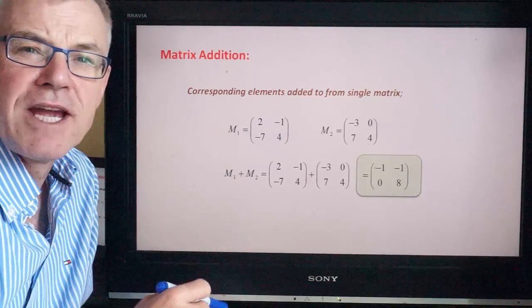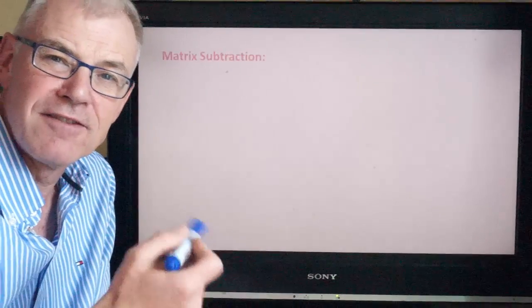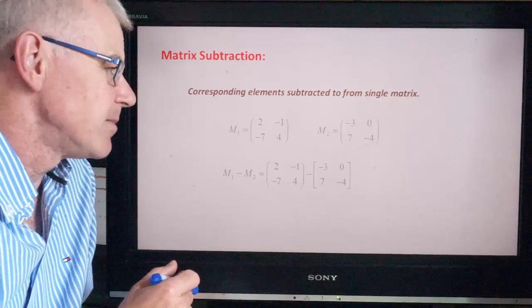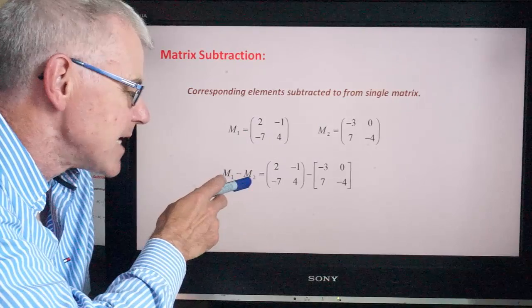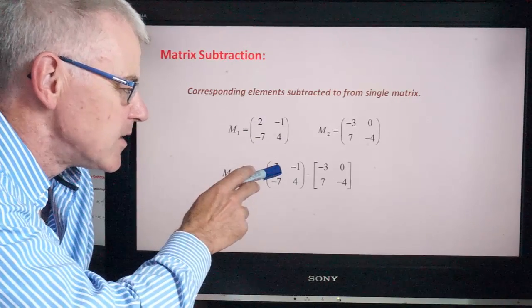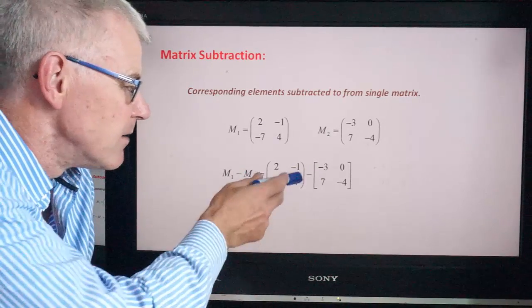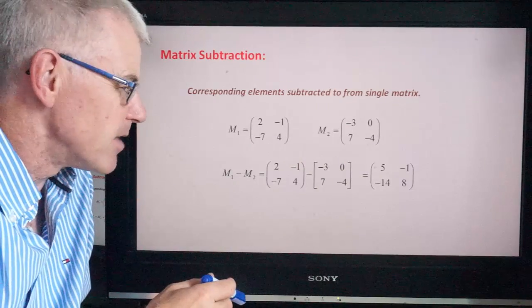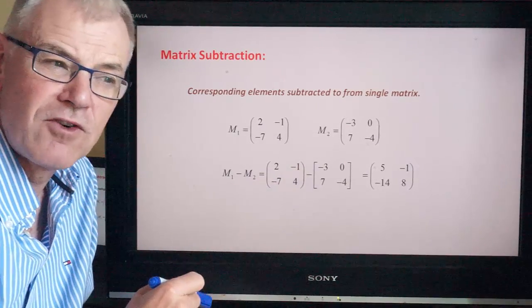Now, subtracting two matrices is similar to addition. Again, this time we subtract corresponding elements of each matrix to give us a single matrix. So let's look at another example. Here we have two matrices M1 and M2. And if we subtract M2 from M1, we say 2 minus minus 3, which is the same as 2 plus 3, which is 5. Minus 1 minus 0 is minus 1. Minus 7 is minus 14. And 4 minus minus 4 is the same as 4 plus 4, which is 8.